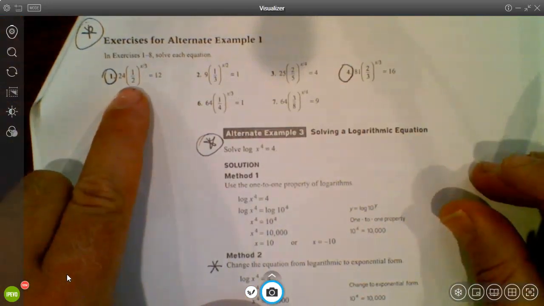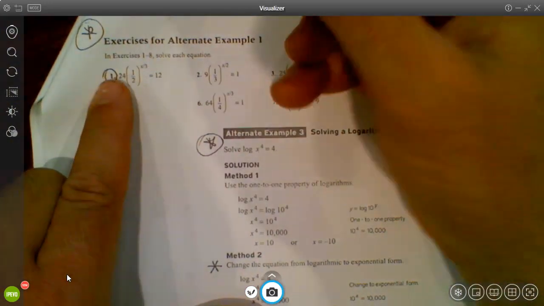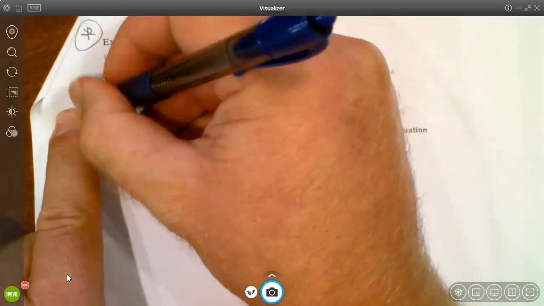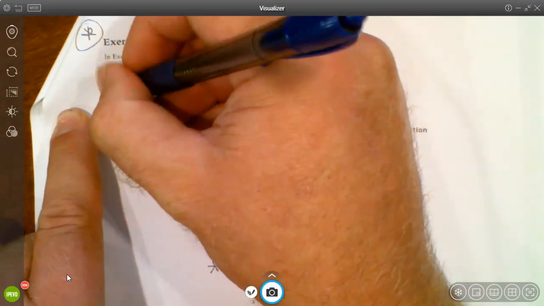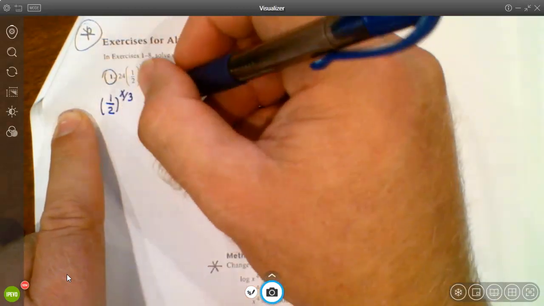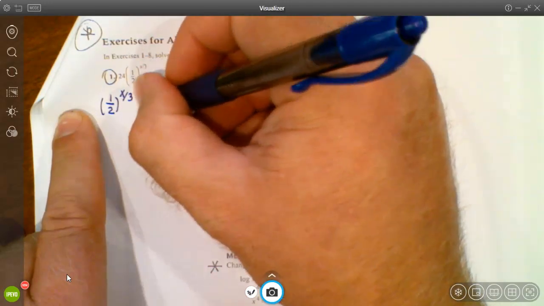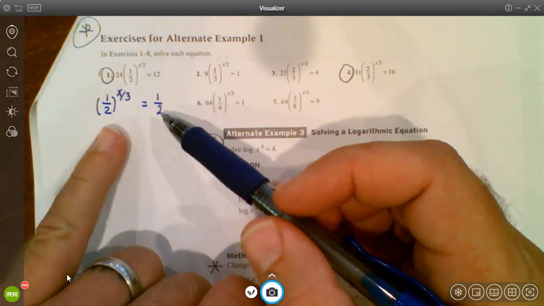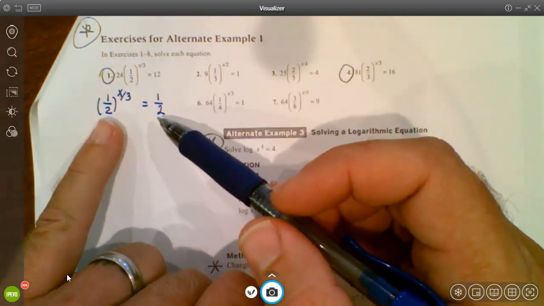So same deal on this one. We're going to start by just dividing that 24 over to the other side. So I got my 1/2 to the x over 3 power is equal to 12 over 24, which is already 1/2. So this one is super nice. We didn't even have to really create common bases. It just kind of fell that way within the process here.